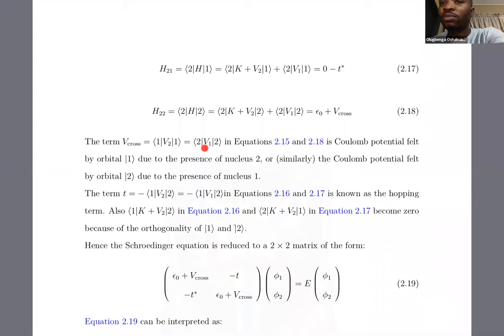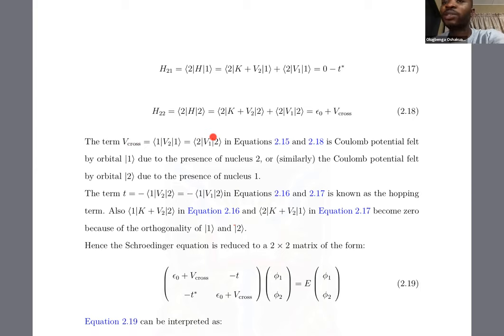Bra 1 ket 1 talks about orbital 1, and bra 2 ket 2 talks about orbital 2. This is telling us about Coulombic potential. V cross is the Coulombic potential felt by orbital 1 because of the presence of nucleus 2, or the Coulombic potential felt by orbital 2 due to the presence of nucleus 1.